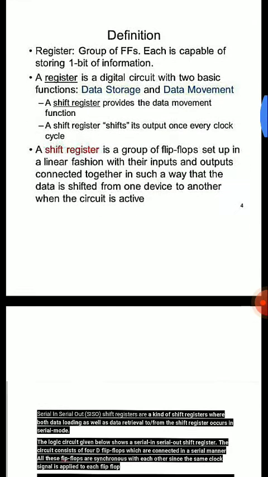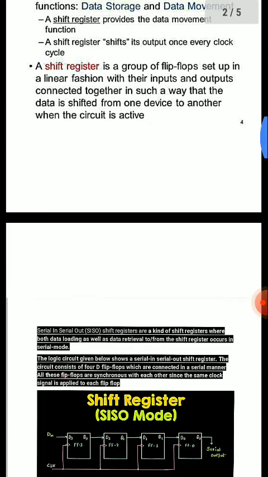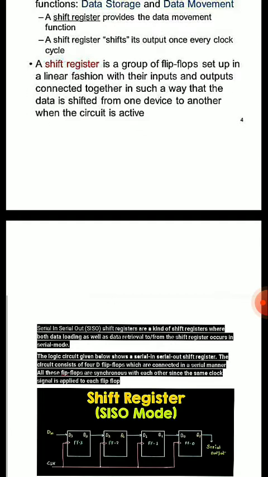Now there are actually four types of shift register. I am telling you the four types. One is the serial in serial out shift register, known as SISO. The second one is the serial in parallel out shift register, that is SIPO. The third one is the parallel in serial out shift register, known as PISO. And the fourth one is the parallel in parallel out shift register, that is PIPO.